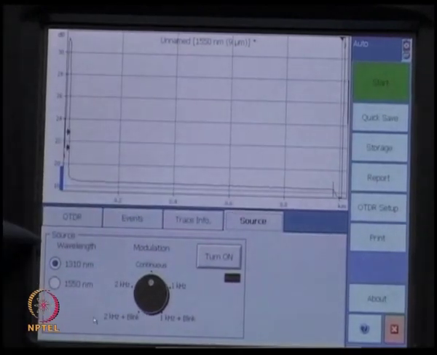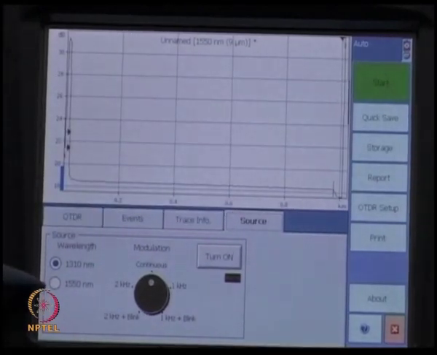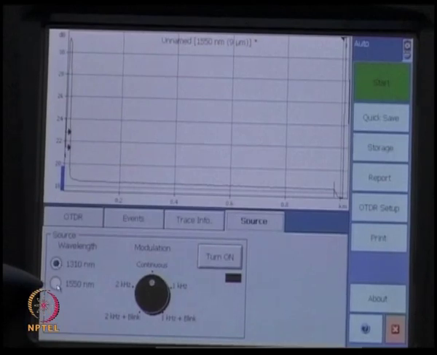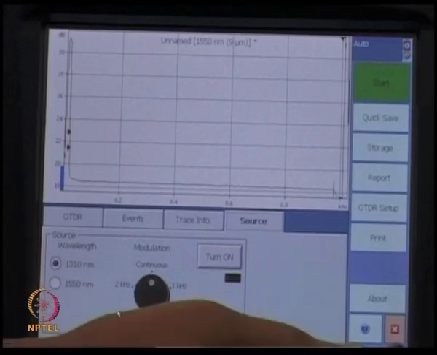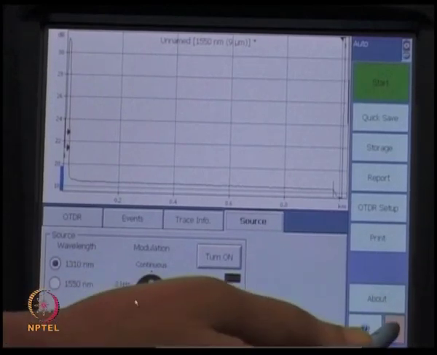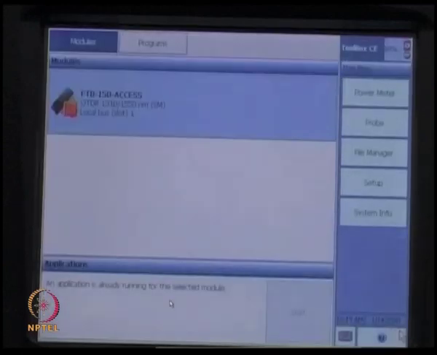These are the source settings. Again, as we mentioned, two wavelengths can be used. That is the modulation rate, the pulse rate which is used for sending pulses.